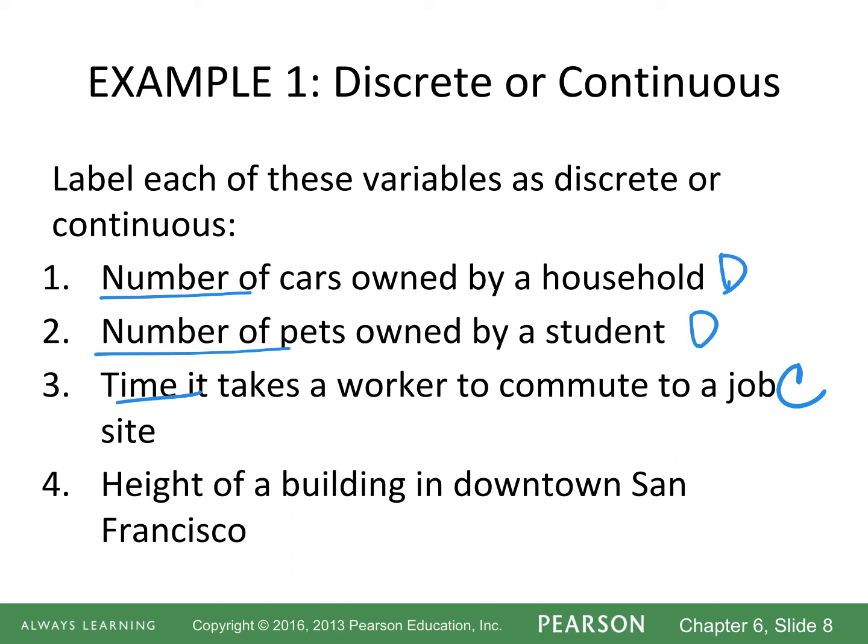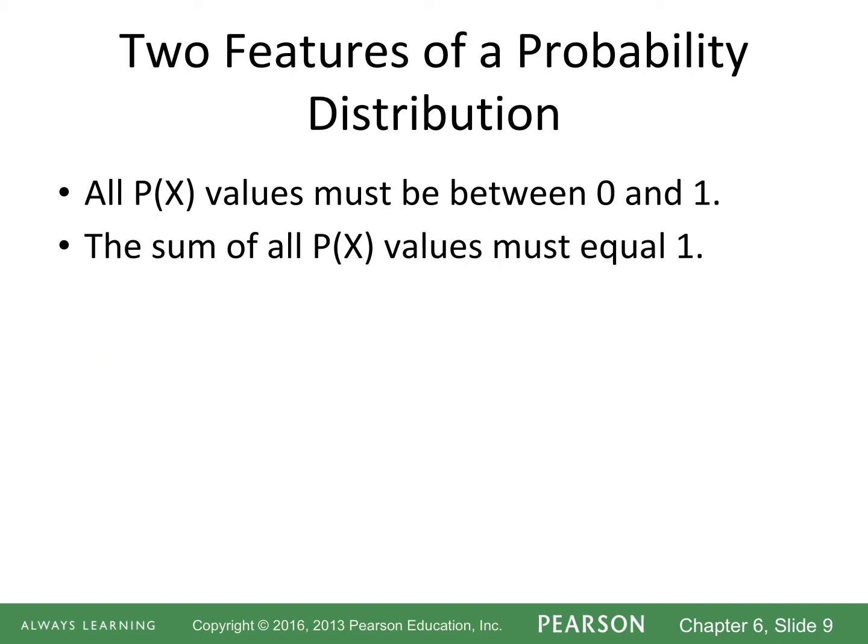Okay, so number 4, we're talking about the height of a building in downtown San Francisco. Again, this is a measurement. It's not something that we're going to count. So this is continuous.